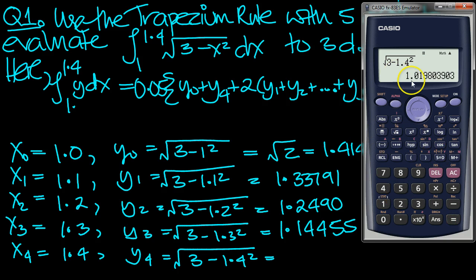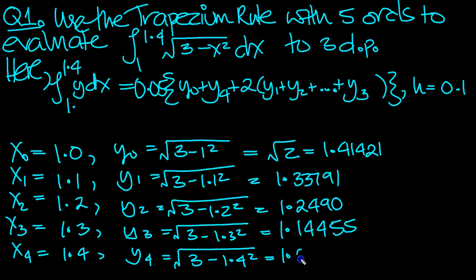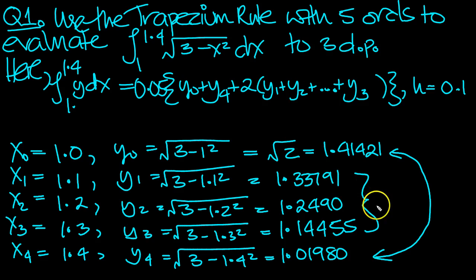Equals 1.01980. Okay, so here's our formula. It's 0.05 times the first and the last y ordinates, that's this plus that. And then it's plus 2 times the 3 in between, y1, y2 and y3. So we times them by 2 and we add these two together, don't we? Okay, so it's equal to then.